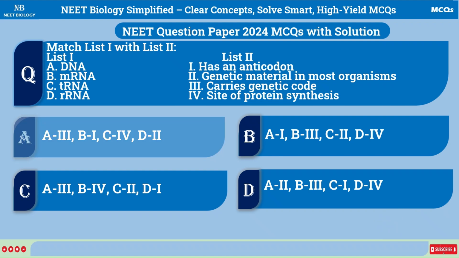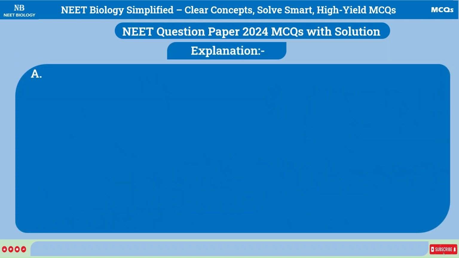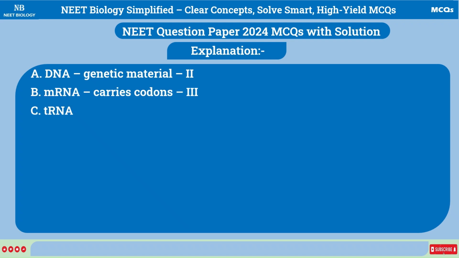Correct answer is D, A2, B3, C1, D4. Explanation. A. DNA, genetic material, 2. B. mRNA carries codons, 3. C. tRNA has anticodon, 1. D. rRNA forms ribosomes, 4.